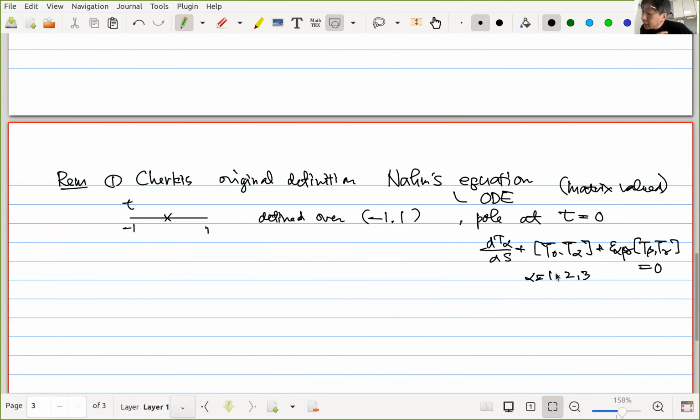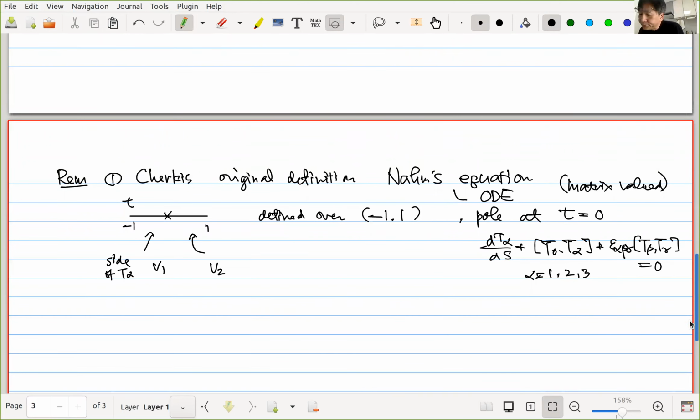And T alpha is a matrix, and the sizes are different from the left interval and the right interval. So here the size of the matrix is equal to V1 on the right side, and here V2. And there is some matching condition at T equal 0, which is usually called the Nahm pole condition.